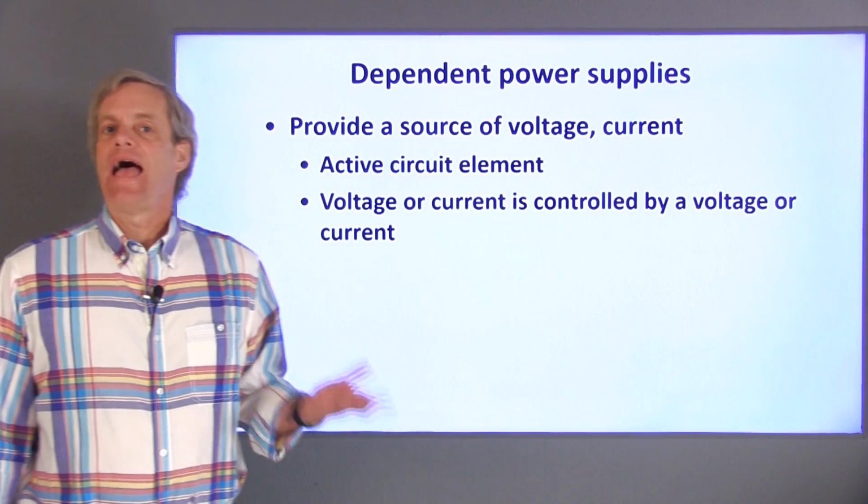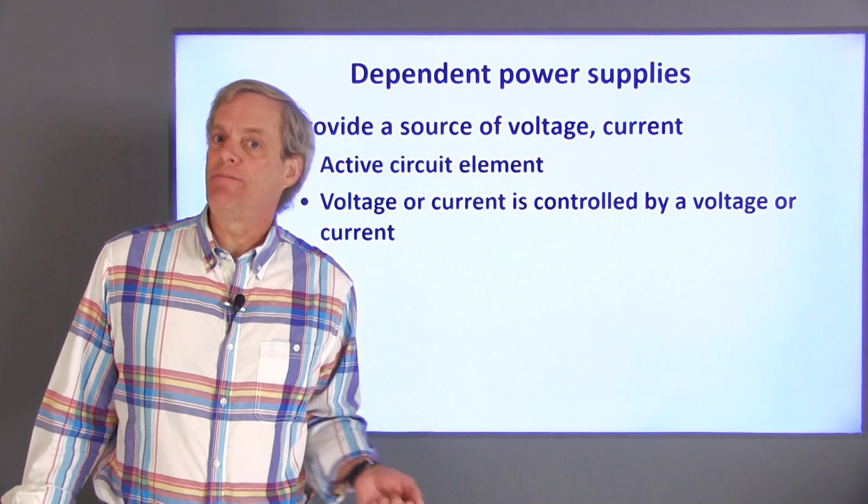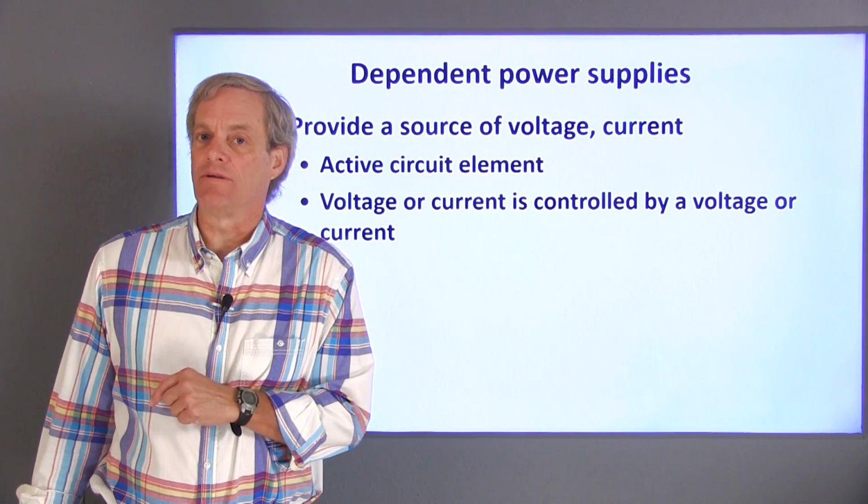This video is about dependent sources. Independent sources provide a specified voltage or a current to a circuit regardless of the circuit itself. Dependent sources adjust the voltage or current they provide based on a voltage or current somewhere else in the circuit. As with independent sources, dependent sources provide power to a circuit.